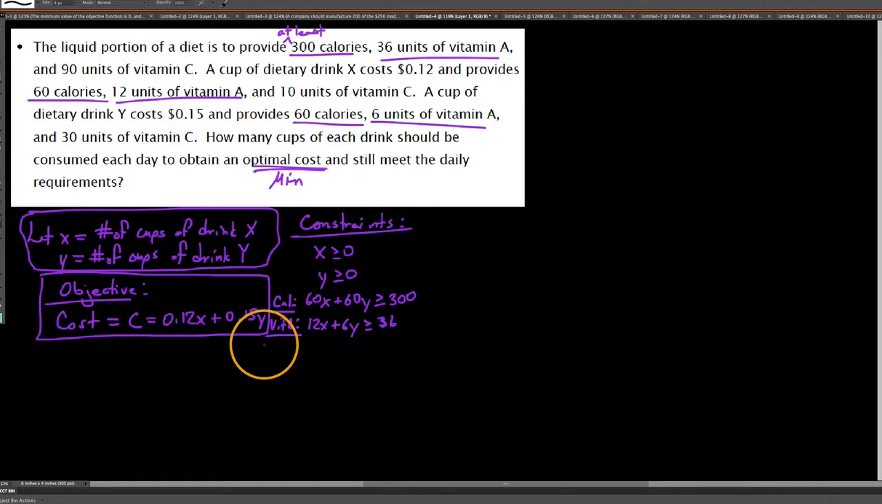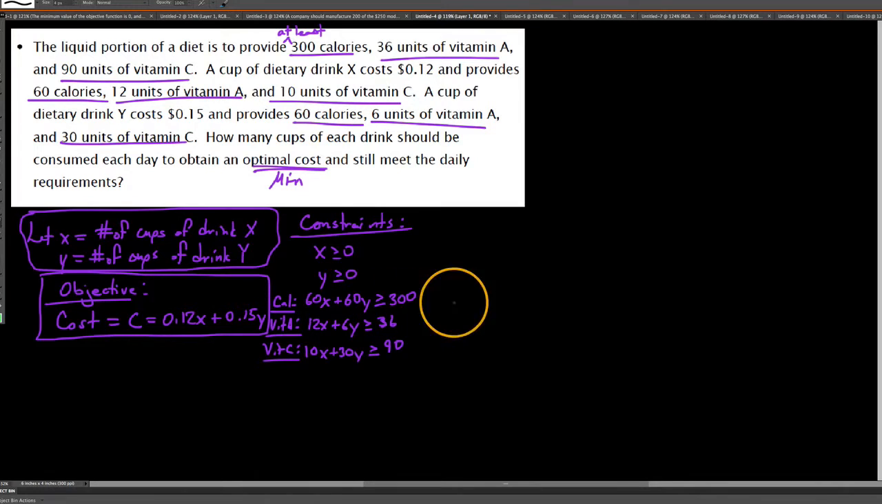And then our last equation here is our vitamin C equation. When we talk about this vitamin C equation, we need at least 90 units, and we get 10 from every cup of X and 30 from every cup of Y. So 10 from every cup of X plus 30 for every cup of Y has to be at least 90 units of vitamin C.